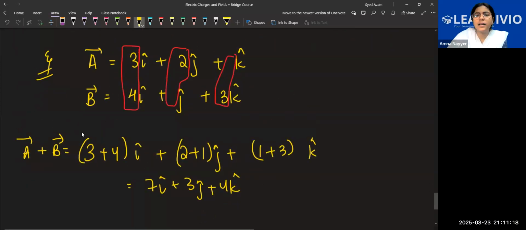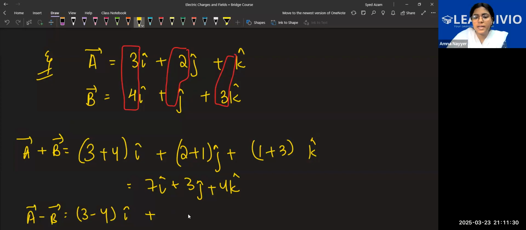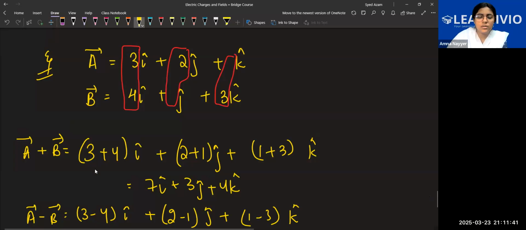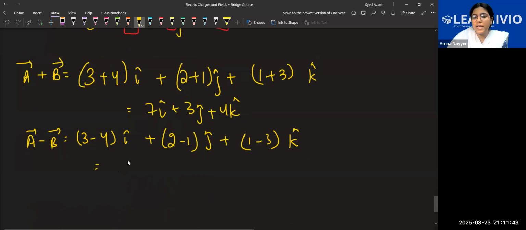Okay, same thing, Abyaz, when you have to subtract them, A minus B. So what you're going to do, same thing, 3 minus 4 I cap, minus 4 I with the negative sign. Okay. So this becomes 2 minus 1 J cap. This becomes 1 minus 3. Same thing with the negative sign.